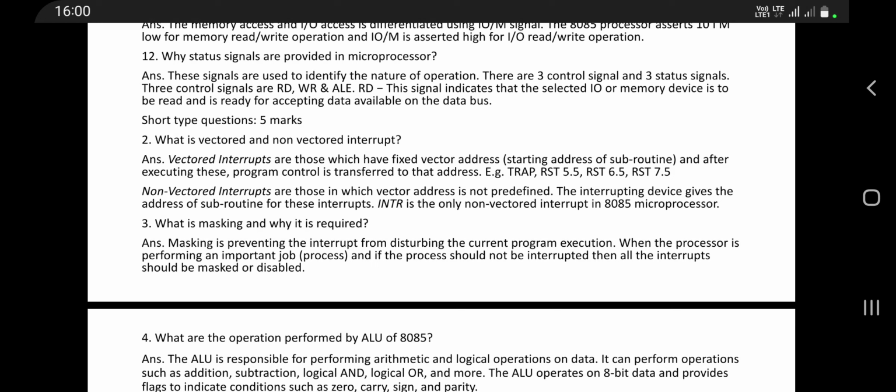And a non-vectored interrupt is not predefined. That means the interacting device gives the address of the subroutine for these interrupts. So here only one interrupt, that is INTR, is expressed as a non-vectored interrupt.